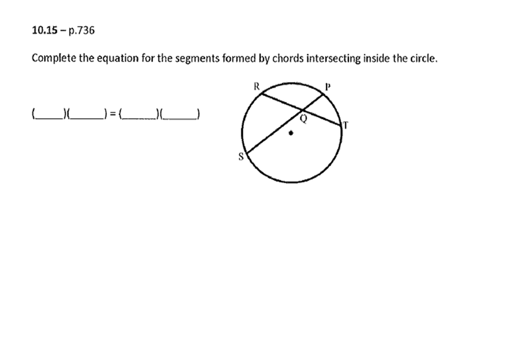The first one, we've got two chords intersecting, and there is a special relationship between those. If you've got that chord and you've got that chord, what I'm going to end up doing is multiplying the parts of each chord by each other. So RQ times QT, whatever their lengths are. So you've got RQ times QT has to be equal to the measure of SQ times QP.